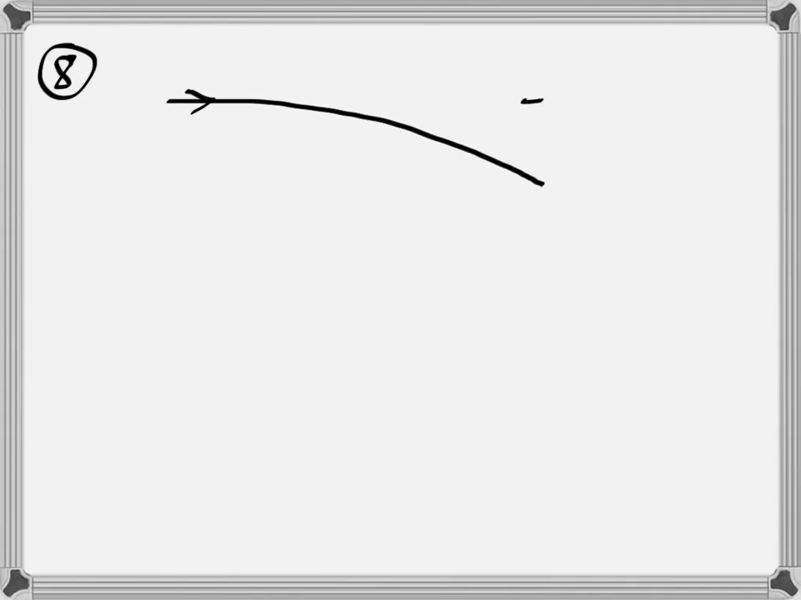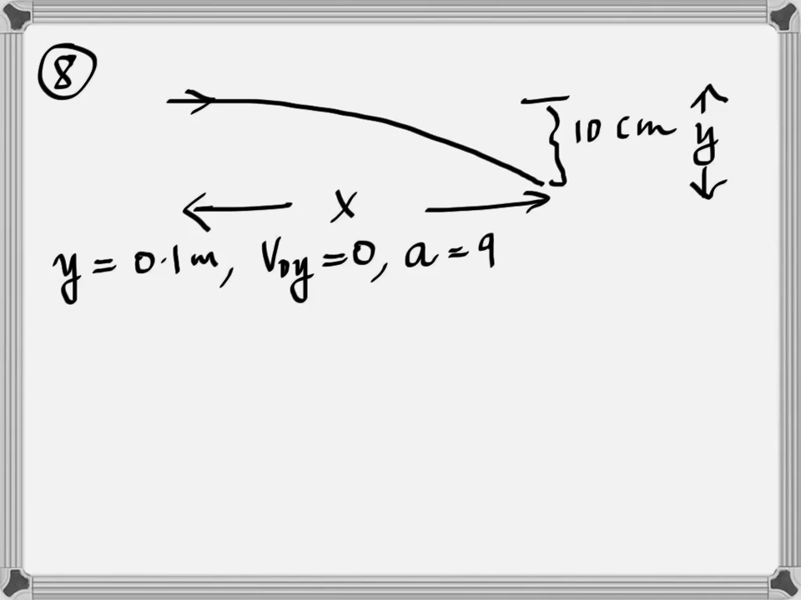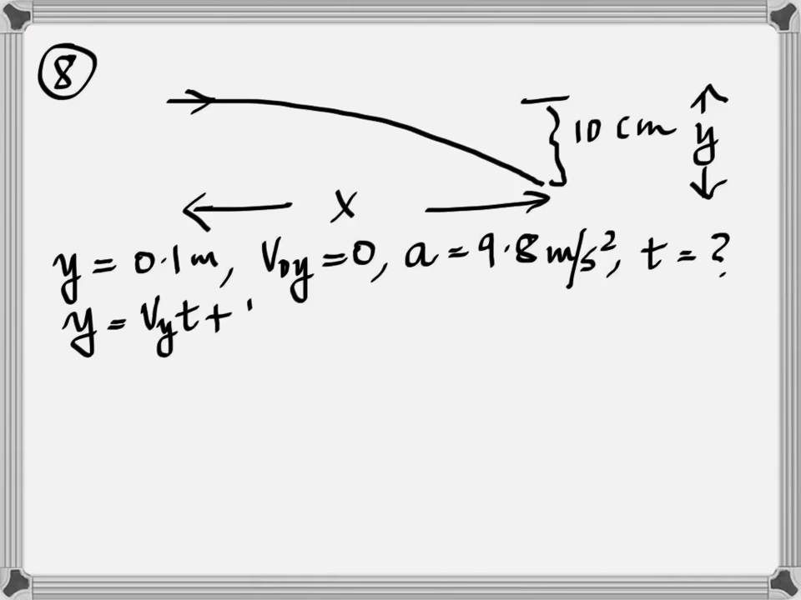In question 8, the word horizontal is very important, and since it's horizontally fired, its initial vertical velocity is 0. And the vertical displacement is 10 centimeters, which is 0.1 meter. Acceleration is 9.8 meter per second squared. Because it's going down, it's speeding up, and you can find the time taken using y is vt plus 1/2 at squared.